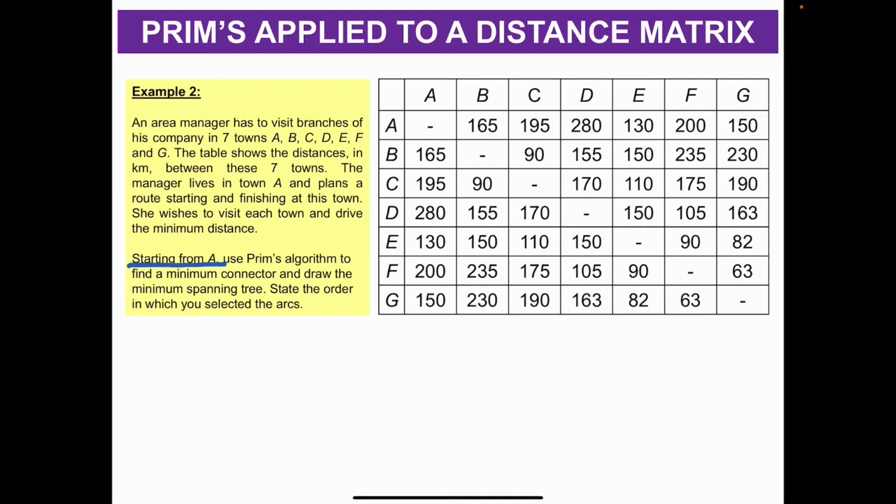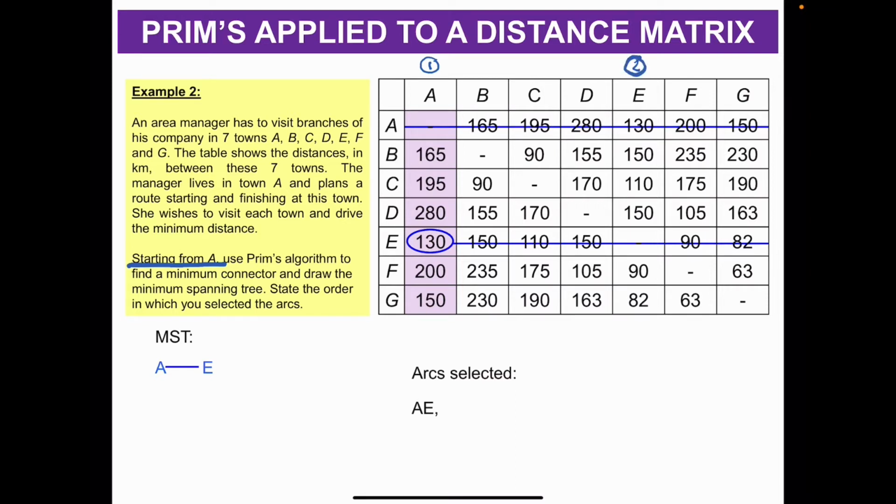So the first part says delete the row A, and I'm going to put a number 1 above the A column because that's the first one I am dealing with. And I'm looking for the smallest number in the A column, that's 130. And you can delete the rest of the row where it happens to be, and that's the E. So my first arc selected is AE, and E will become my second column.